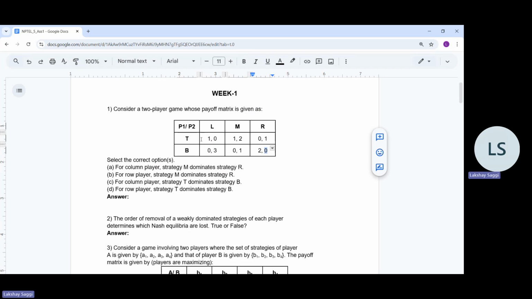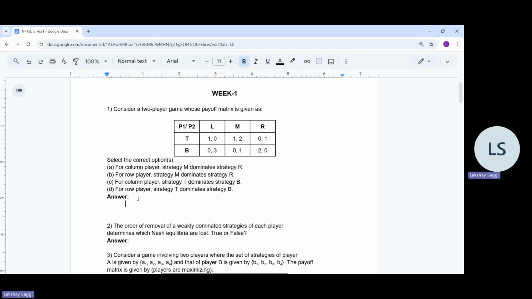So whatever player one plays, if player one plays T or if player one plays B, it doesn't matter to us. In all cases, the strategy M is always better for player two than strategy R because its payoff is higher. So that's why we can say that for column player, strategy M dominates strategy R. So maybe I'll just type it out. So this is correct. And why is this correct?